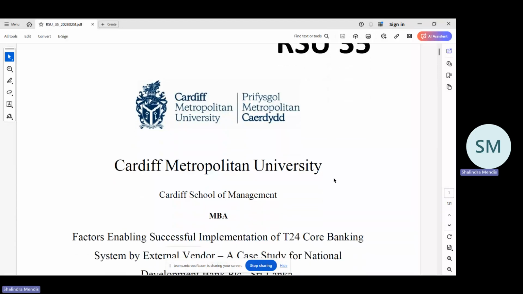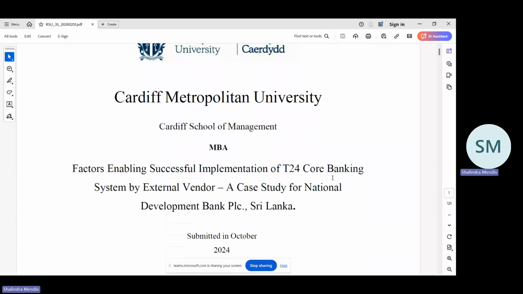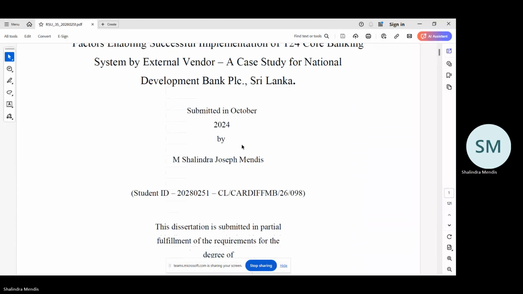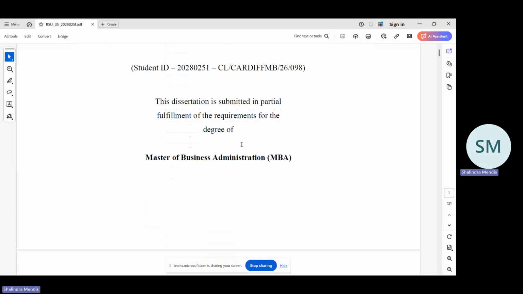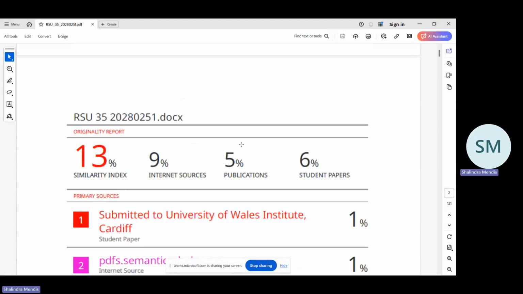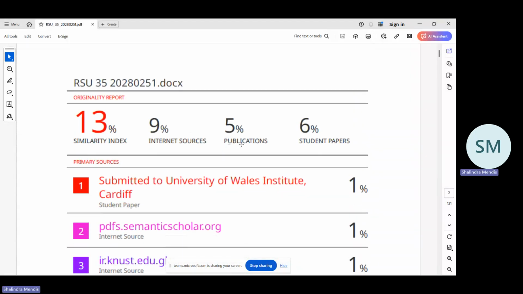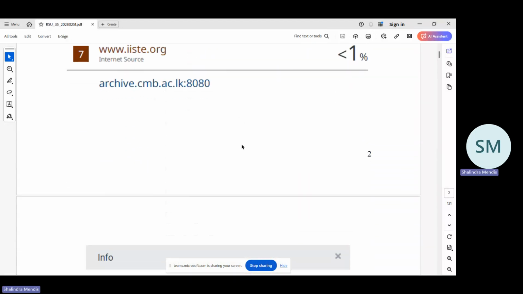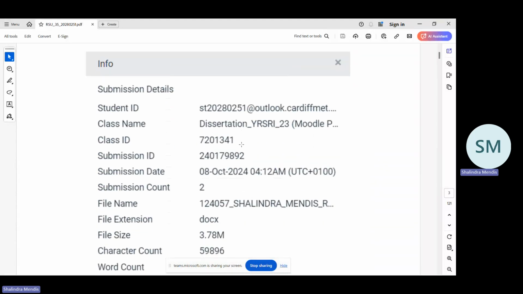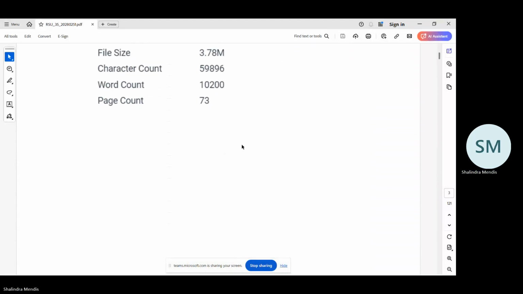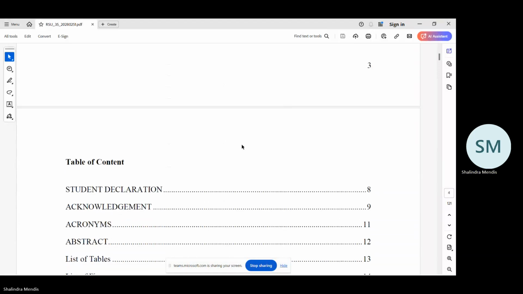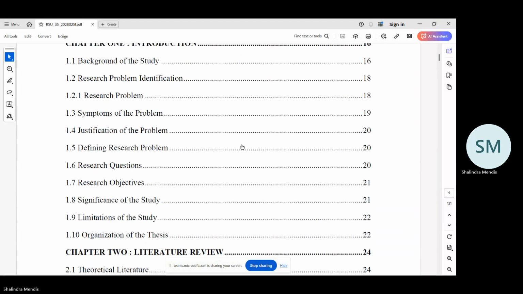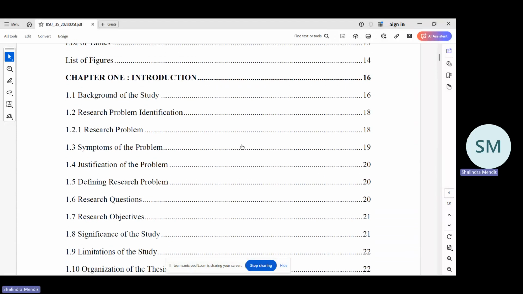So this is the first page. Second is this percentage page. Thirdly is the number of words page. Next is the table of content page. This structure.